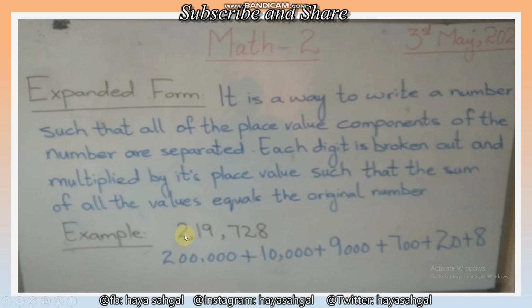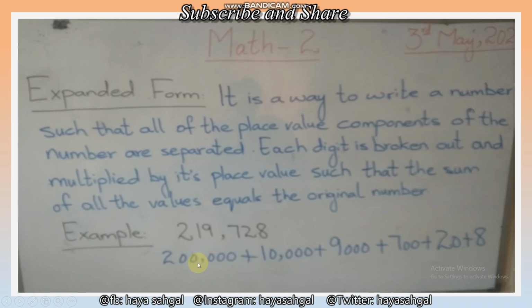We will take the first digit, that is 200,000. So with 2 we will add zeros to make it 100,000. 1 is 10,000, we will add zeros to make it 10,000. 9 is 1000, so with 3 zeros. 7 is 100, so with 2 zeros. 2 is 20 with tens, so 1 zero, and 8 is ones. It means there will be no more zeros. So this is the expanded form of this number, and see that all the components are separated with zeros.